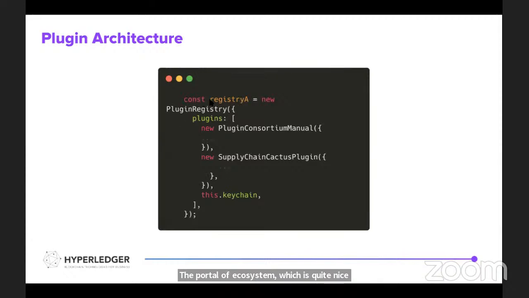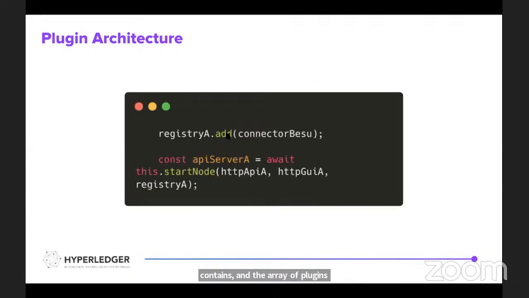This is an example where we are creating a plugin registry. See that the plugin registry is an object that contains an array of plugins. And with this registry, you can actually add plugins dynamically, right? And serve them into an API server. So this API server is the interface between your application and the different plugins that you are running within Cacti.